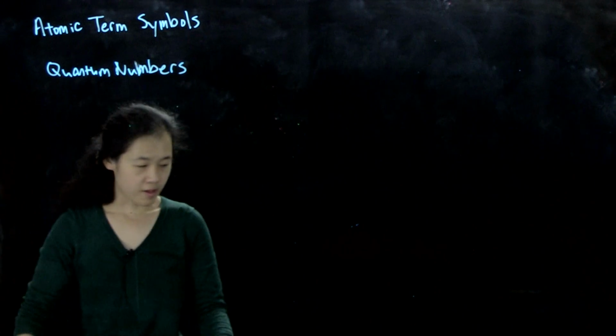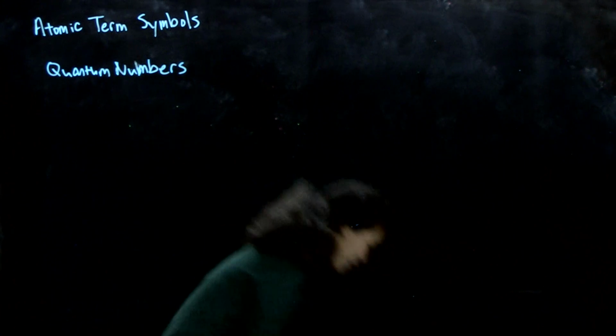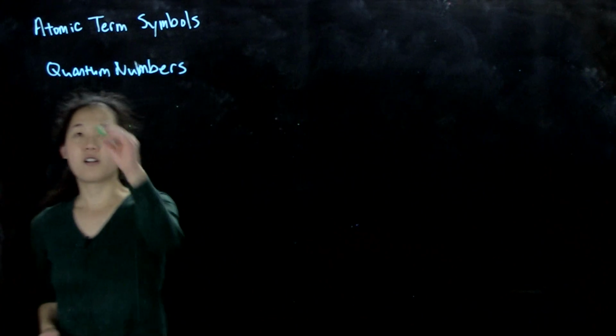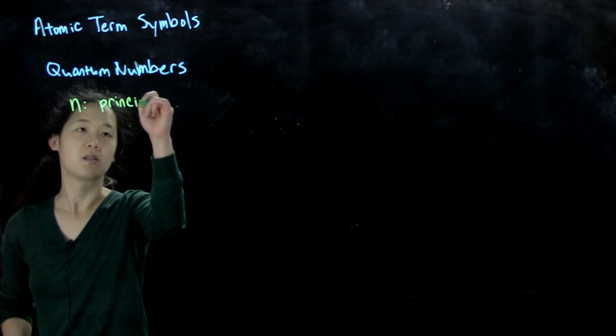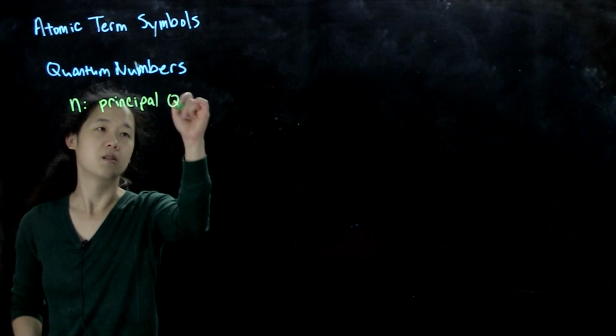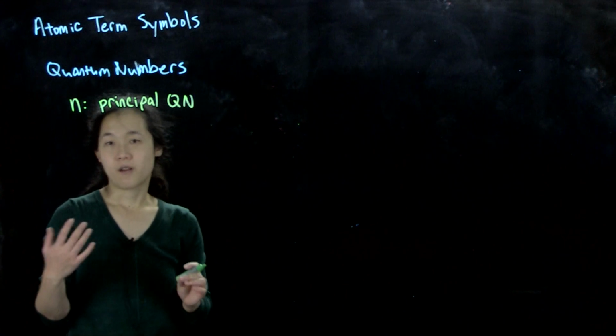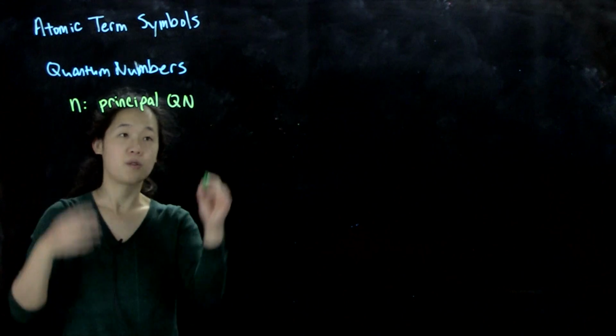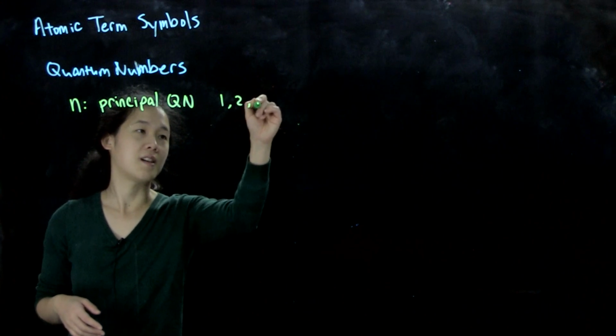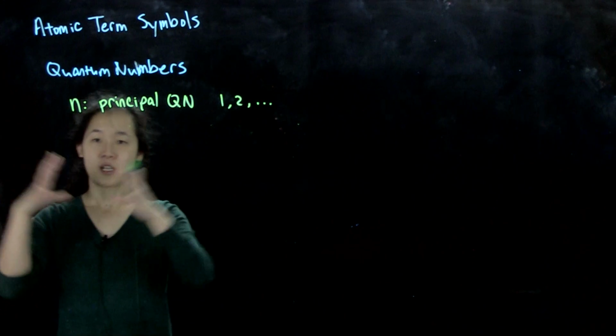Okay, quantum numbers. We have n, our principal quantum number, and of course this is like 1s, 2s, 2p, so it's 1, 2, 3, 4, and so on. This is which shell you're in.